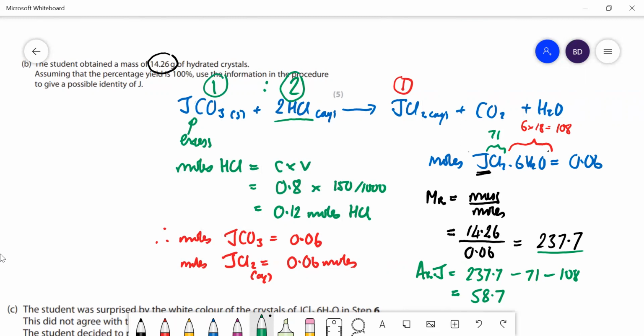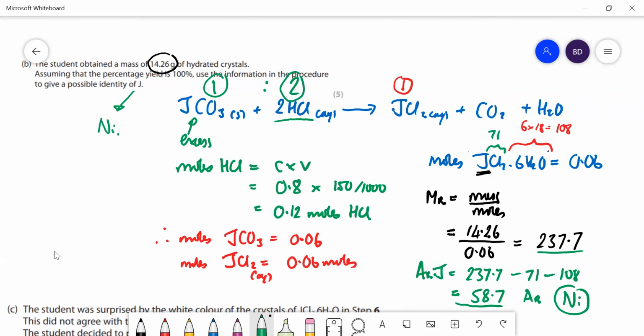Right, now look in your periodic table, and the nearest atom with a metal that can form 2+ ions with an AR of that is nickel, Ni. Okay, so a possible identity of J then is the element nickel.